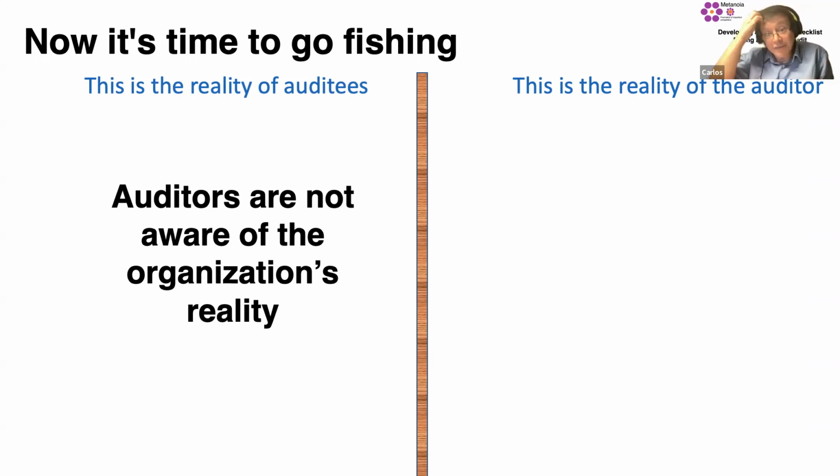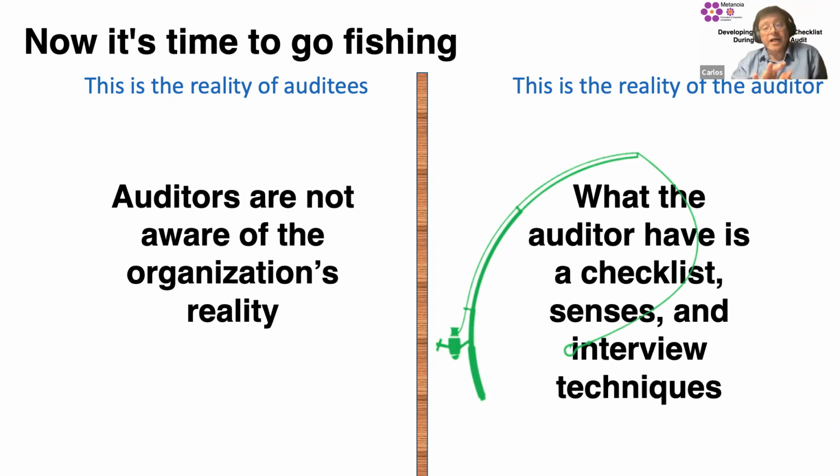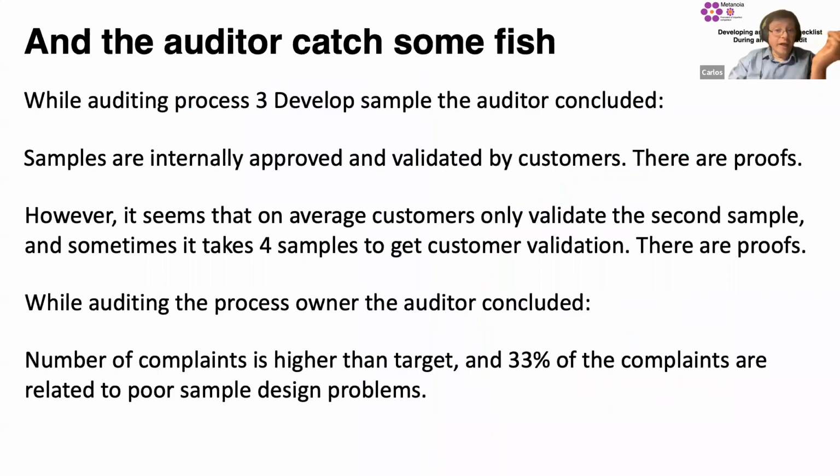What an auditor can use is his checklist, his census, and interview techniques. So what an auditor does is start fishing. So based on the checklist, based on the census, based on interview techniques, the auditor starts collecting evidence and starts making judgments based on what he or she sees or hears. So between reality and the audit criteria, and takes notes on the checklist, okay? And during the audit, the auditor catches some fish.